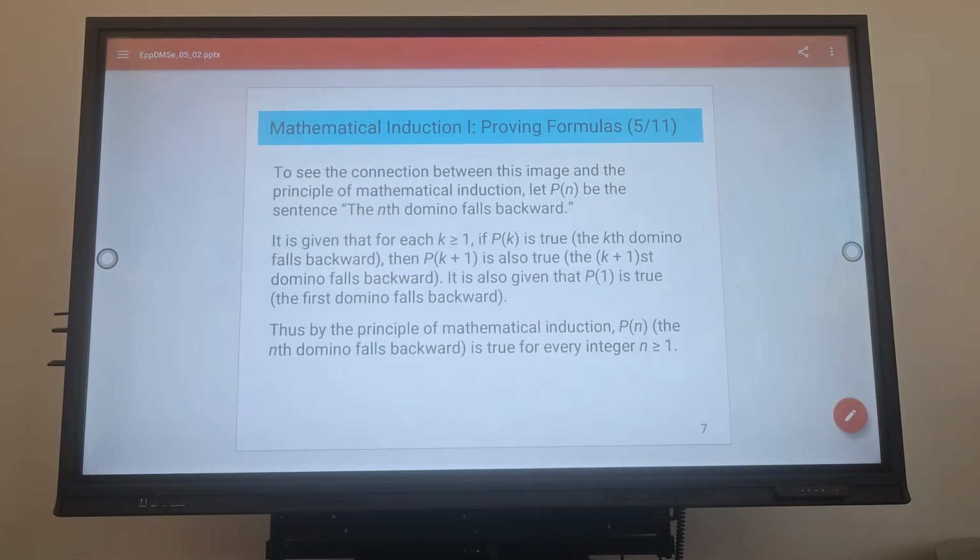To see the connection between this image and the principle of mathematical induction, let P(n) be the sentence, "the nth domino falls backward." It is given that for each k greater than or equal to 1, if P(k) is true, then P(k+1) is also true. It is also given that P(1) is true: the first domino falls. Thus, by the principle of mathematical induction, P(n), the nth domino falls backward, is true for every integer n greater than or equal to 1.